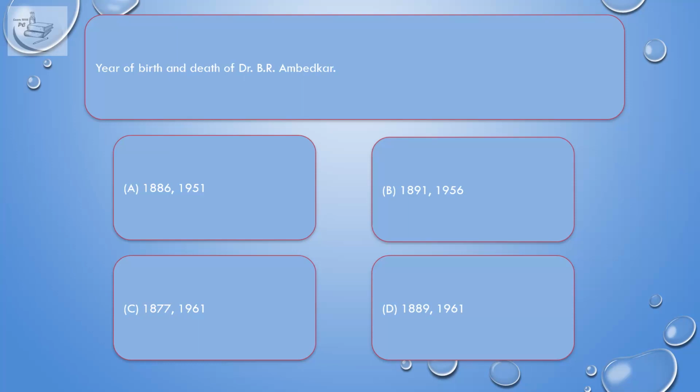Correct answer is B. Bombay Presidency. Question: Year of birth and death of Dr. B.R. Ambedkar. A. 1886, 1951, B. 1891, 1956, C. 1877, 1961, D. 1889, 1961.